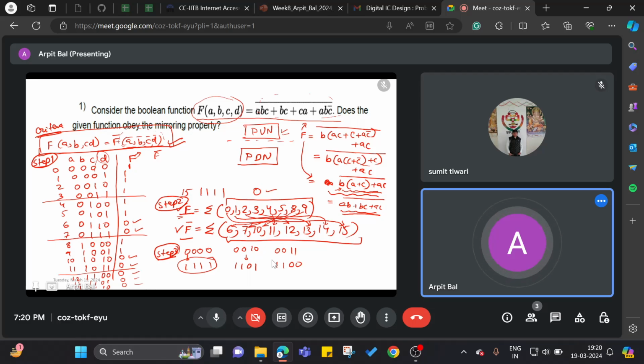So today we mostly focused on the special functions circuit. We had a few questions related to the mirroring property. Questions 1 and 2 are mostly related to that mirroring property.